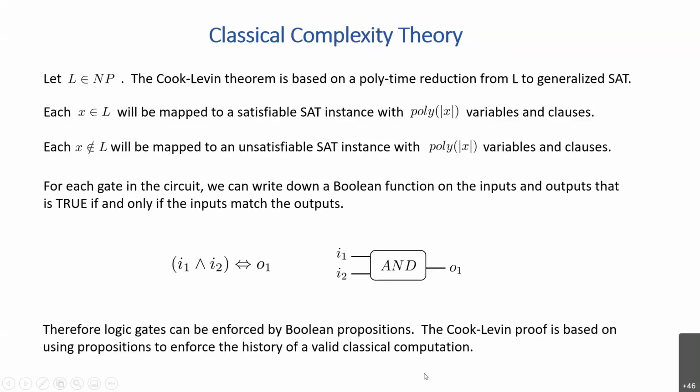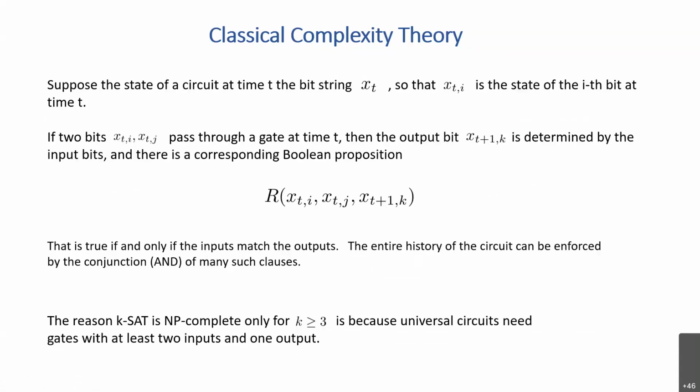So these logic gates are being enforced by Boolean propositions. And the Cook-Levin proof is based on using these propositions to enforce the history of this valid classical computational circuit. Okay, so here's the idea. Let's suppose that the state of a circuit at time t is just described by some bit string, right? We've gone through several sets of gates, and now we're at time t. So we're somewhere in the middle of the circuit.